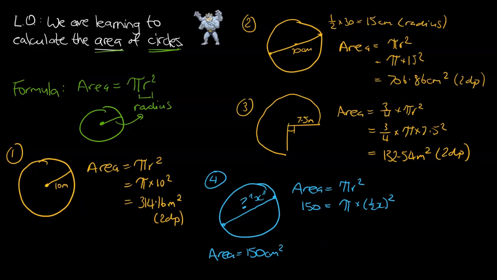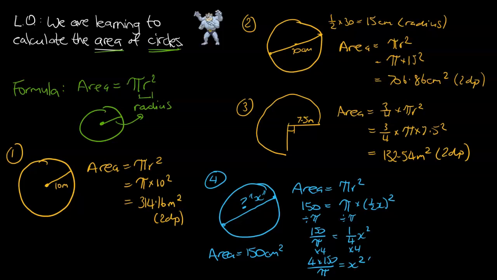The algebra is a bit messier because of the squared. So what we're going to do is start off by going divide by pi. So 150 divided by pi. I would leave that as an expression of pi or with a fraction, and I'll simplify it later on. That's going to be equal to 1/4 of x squared. So 1/4 of x squared is the same as divide by 4. So I'm going to go times 4 on both sides. So it's going to be 4 times 150 divided by pi equals x squared.